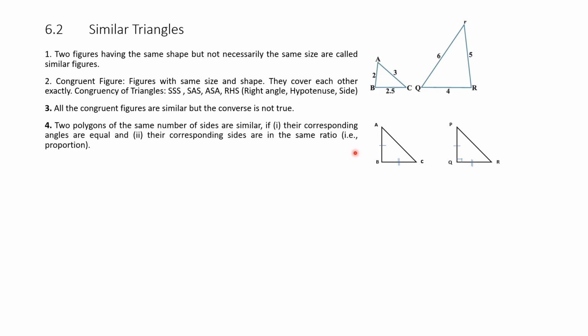Then there is another case where two polygons of the same number of sides are similar. That is, if their corresponding angles are equal and their corresponding sides are also in the same ratio, then they are similar.